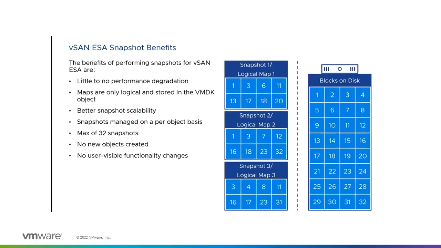Same way, the benefit is little to no performance degradation. Maps are only logical, stored in the VMDK object. Better snapshot scalability, max up to 32. However, earlier this limit was 32 itself. Snapshots are managed on a per-object basis. What does it mean? It only detects the object where changes have happened, right?